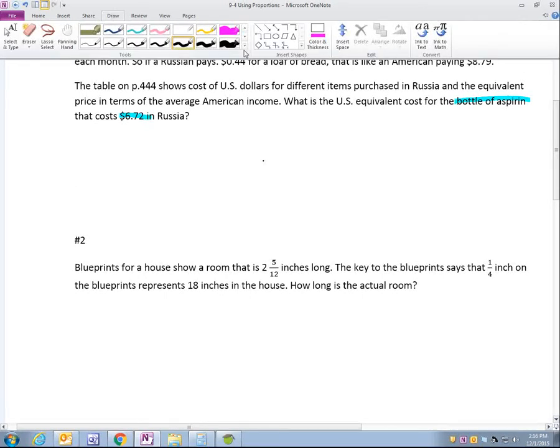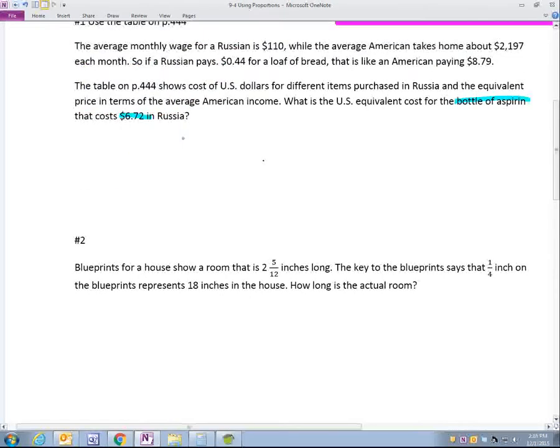Setting up your proportion is going to be the biggest part to help you answer these questions correctly. You want to have one concept on one side of your equal sign, another concept on the other. Sometimes it's going to be a unit of measure, sometimes the country we're talking about. That's the only new part about what we're doing today. So I want you to create a proportion.